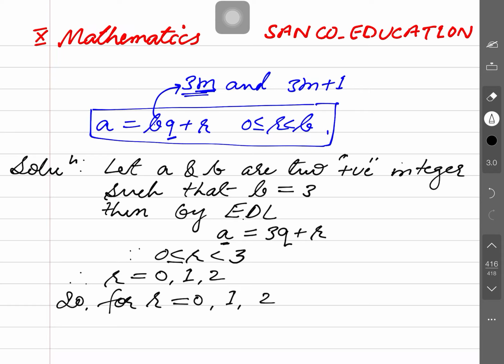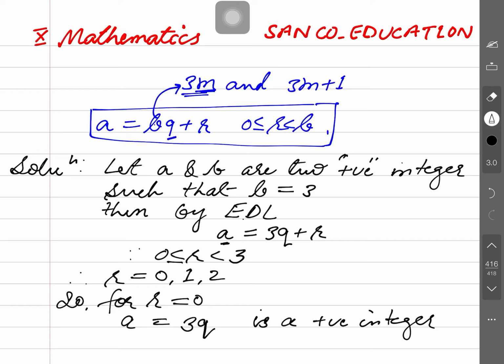But we are writing all the cases at the same time. Or if you can't understand this, then we can also take this. For r is equal to 0, a is equal to, what is the solution? 3q is a positive integer. Please tell, when you go up to this step, how does this become a positive integer, sir?